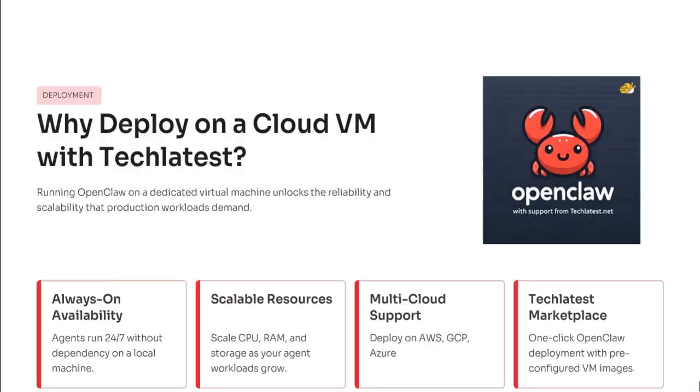Now let's see why deploy an OpenClaw virtual machine provided by Techlatest. Before using OpenClaw, we need a reliable environment where it can run continuously. So OpenClaw is designed to interact with system level resources, which can introduce risk when deployed on local machines.